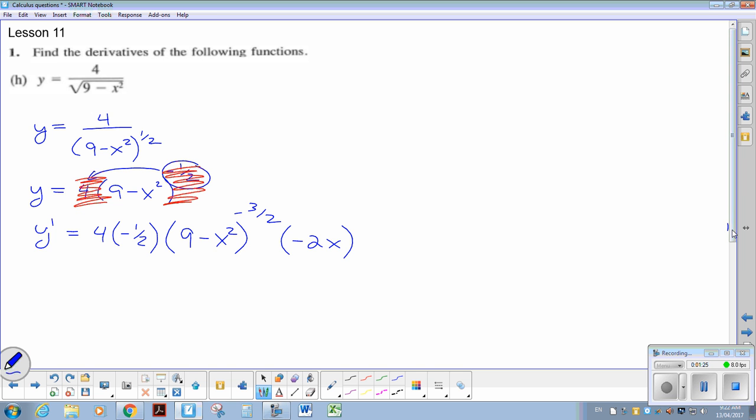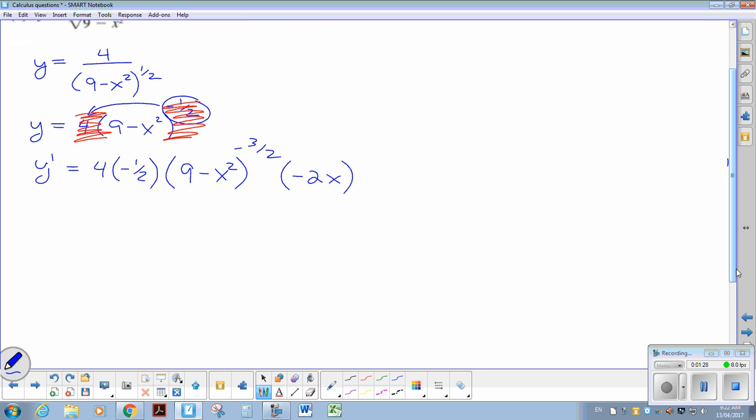Now I just need some simplification here. The 1/2 will cancel out that 2. The negatives will cancel. So I'm left with, the 4 survived, so 4x from down here. This term has a negative exponent, so it's going to return back down to the denominator and look like 9 minus x squared, cubed. And there we go.